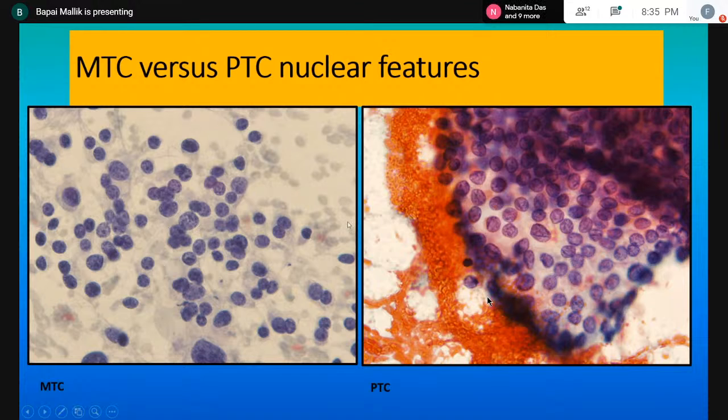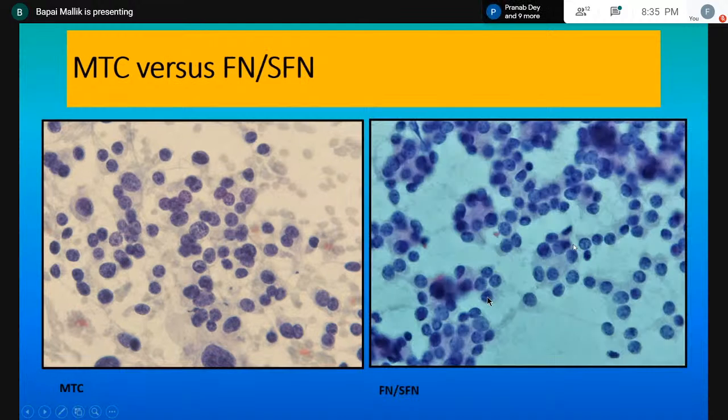So here is the so-called stipple chromatin, and this is the opened up chromatin. These are the nuclear grooves. So you can see the difference between a medullary thyroid carcinoma and a usual variant of papillary thyroid carcinoma.